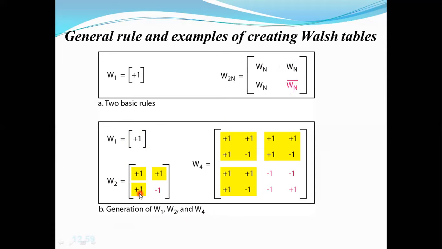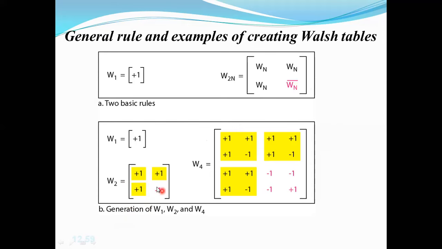Then WN bar, that means the complement of WN. What is the complement of WN? Plus one becomes minus one. What is the complement of plus one? The complement of plus one is equal to minus one, right? That is how we represent it here. WN bar is minus one. This is the two chip sequence.